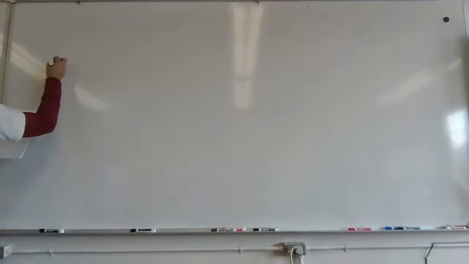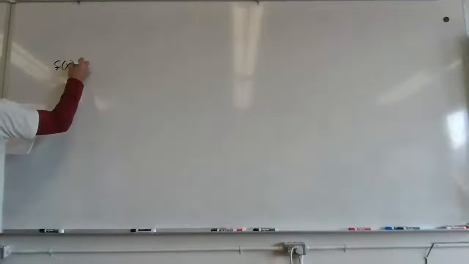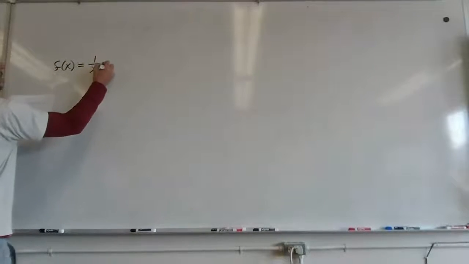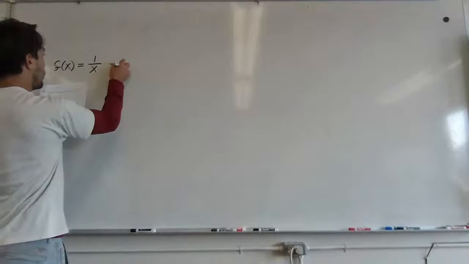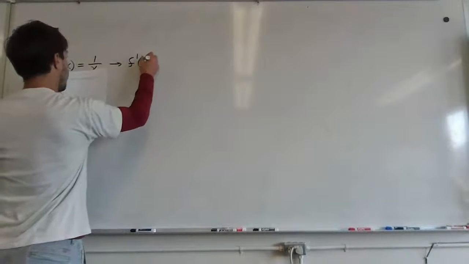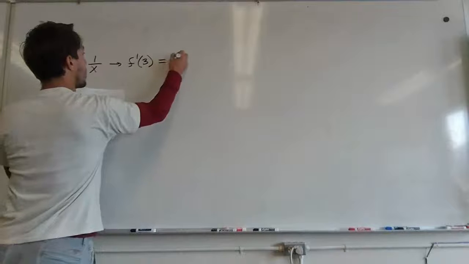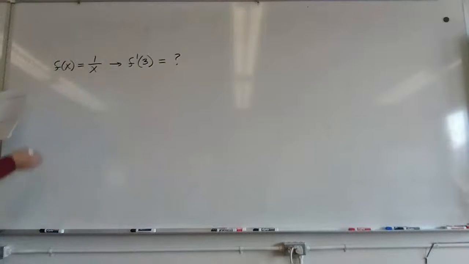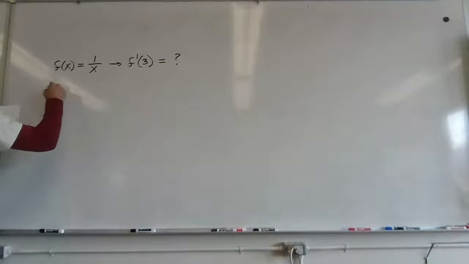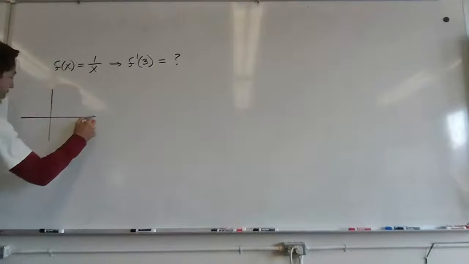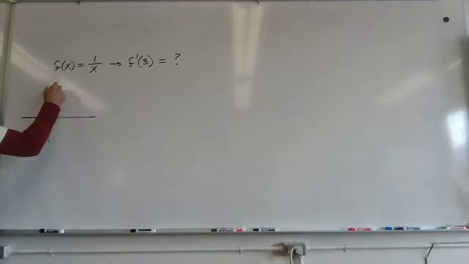Okay, so let's do it in reverse this time. On 23, let's do the visual representation first. 23 says, given a function f of x equals 1 over x, what is the derivative at 3? That's what we're asking. So before I even get into it, you can say, well, they're asking me to consider a function that looks like this.